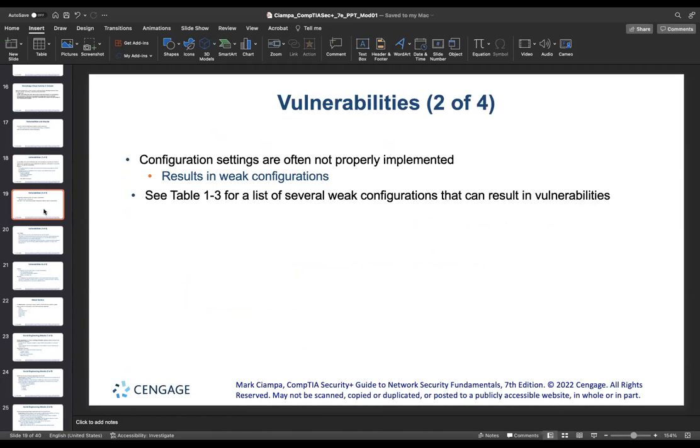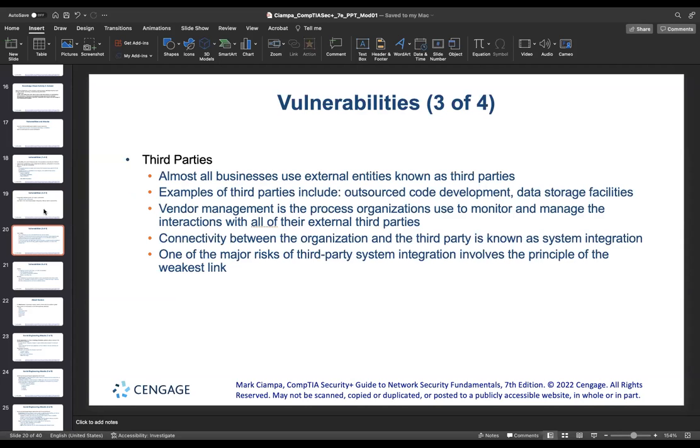So configuration vulnerabilities, those are because of specific configuration. Maybe a port is open, maybe an IP address is static or dynamic or something like that. For those, you're going to have weaknesses, which can be exploited.